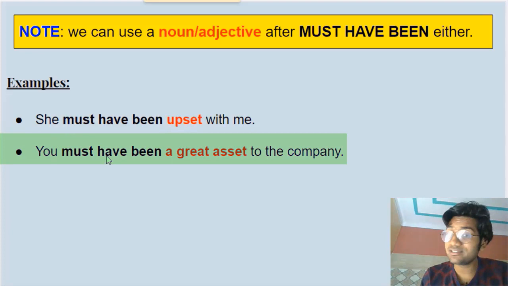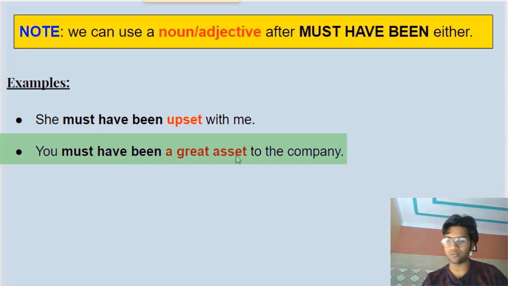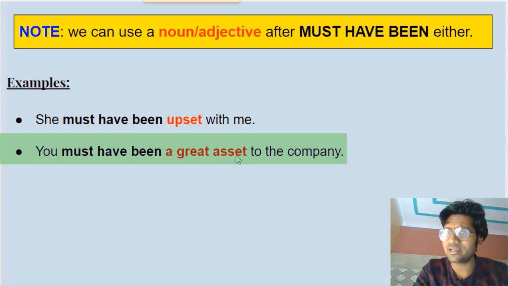You must have been a great asset to the company. You must have been a noun, a great asset to the company in the past, obviously. So let's suppose I'm talking to one of my good friends, and you go, last year I was working in a company, and just after the first 3 months, the company increased my package to 5 crores per annum, which is a great amount. So I go, you must have been a great asset to the company. In that time duration, you must have been something to the company, which is a great asset, a noun phrase. So you can also use a noun or an adjective after must have been.